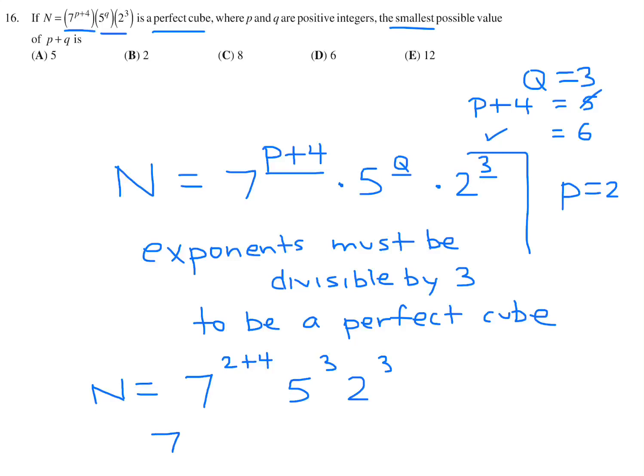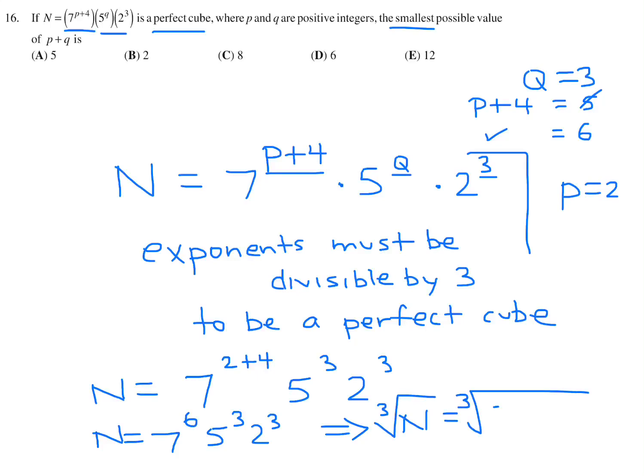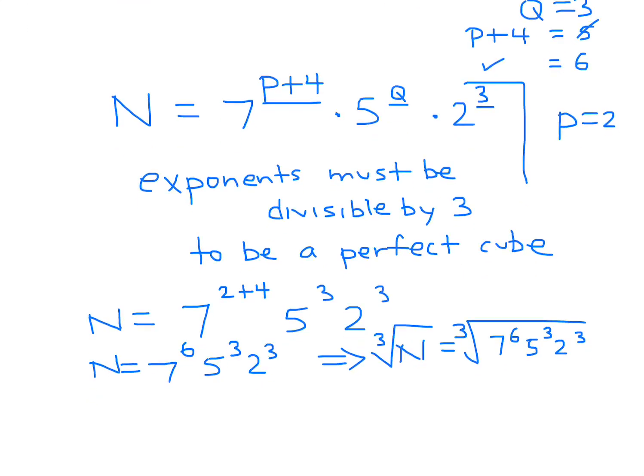And this is indeed a perfect cube, like that. And just in case you're not convinced that it's a perfect cube, you can take the cube root of both sides, and the cube root of this would be the cube root of 7 to the power of 6, 5 to the power of 3, and 2 to the power of 3. And the cube root of that, of course, is 7 squared, 5, and 2, multiplying like that. And that is an integer, and therefore this was a perfect cube.